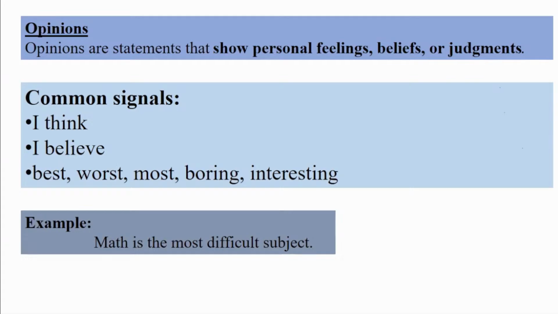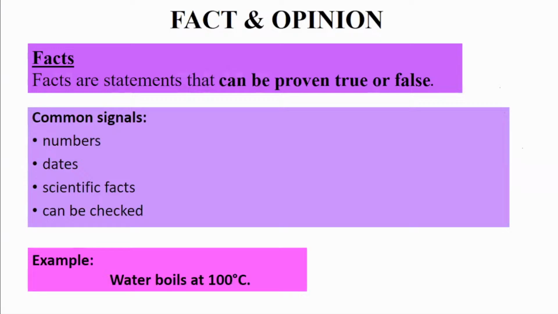So sometimes maths is favorite subject of some students while maths is most difficult subject of some students, right? Or easiest subject to some, difficult to some, and like 50-50 for some, right? So you see that opinions are just statements which show personal feelings, beliefs, or judgments, right? So ඒ වගේ common signals තමයි I think, I believe, best, worst, most, boring, interesting. ඒ වගේ words වලින් පටන් ගන්න.